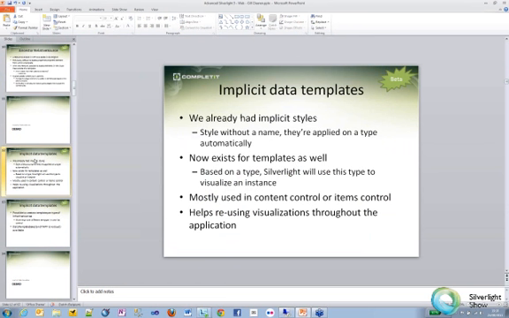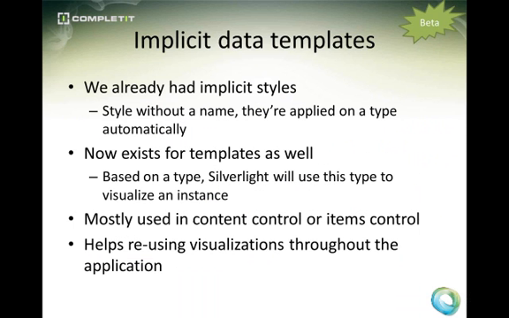Implicit data templates. Now, since Silverlight 4, there's something added called implicit styles. Now, an implicit style, what exactly is that? If you don't know it, it's basically a style that has no key attached to it, but only a type. And the implicit style basically says, well, this style is going to be used for all instances of that type unless they define their own style. And that's more or less the same for an implicit data template. An implicit data template is a template that is defined not with a key, but only for a particular type.